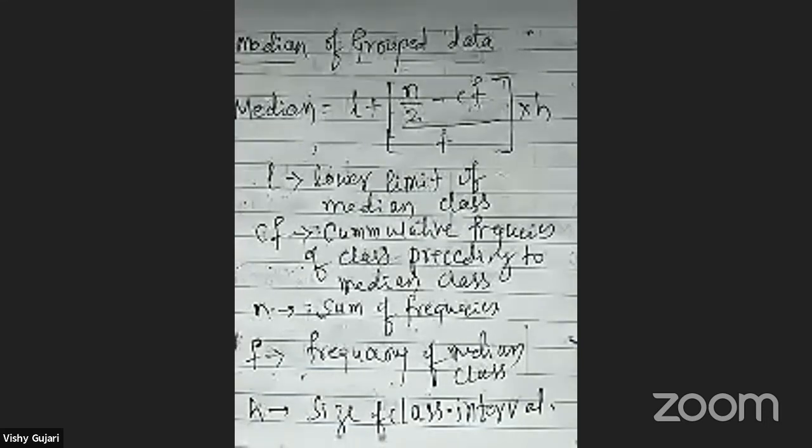Look here. While you are calculating the median, if the given class interval is not continuous, you have to make it continuous by subtracting 0.5 from the lower limit and adding 0.5 to the upper limit. Such a problem will come. You will come to know what changes you have to make.